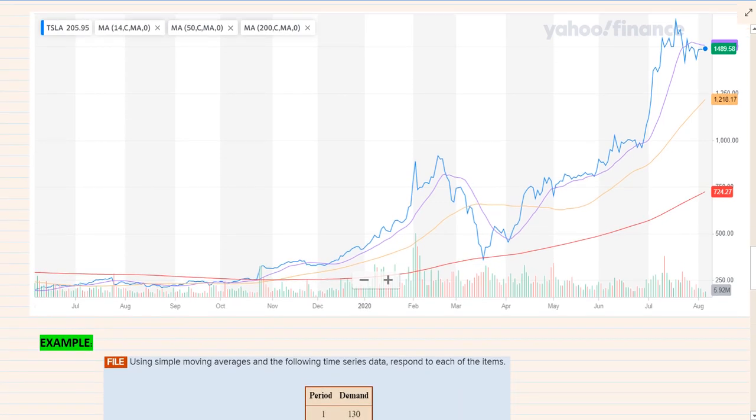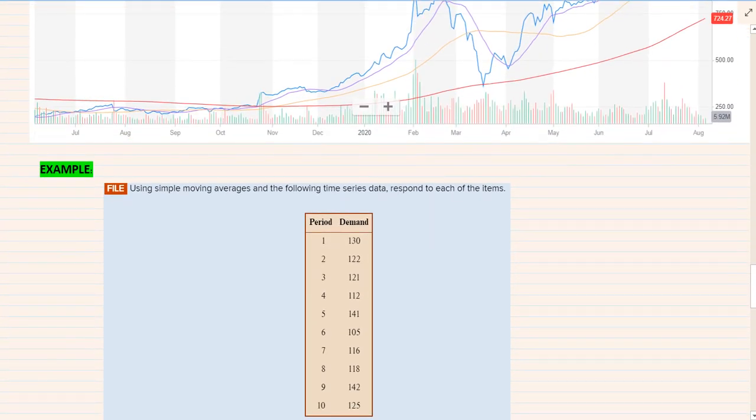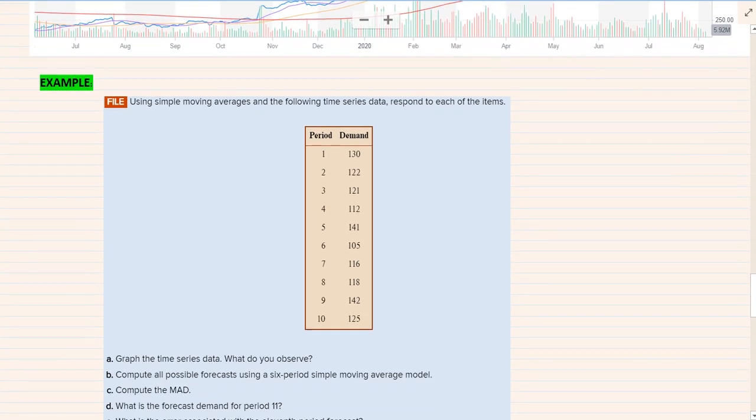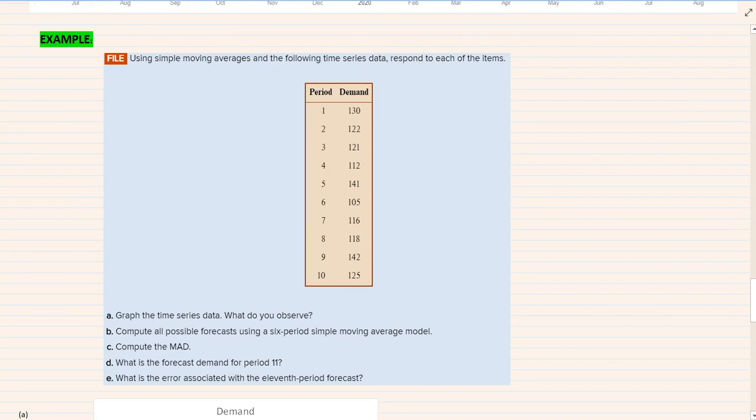So how are we going to do this in Megastat? Now let me also mention that Megastat is very limited in what it can do with time series, very limited. But it's what we're using for this course, just to give you some exposure to the idea of time series. Okay, so here's an example, and you're doing an exercise similar to this one.